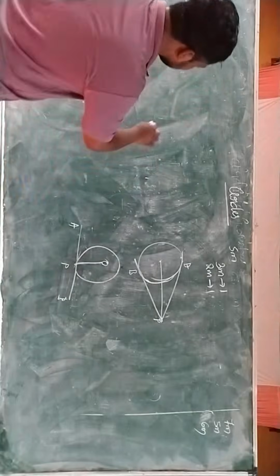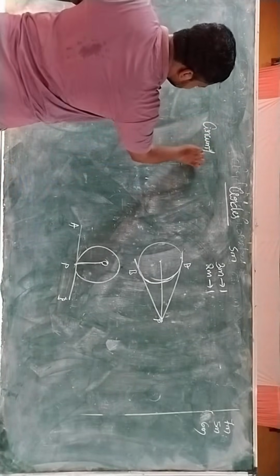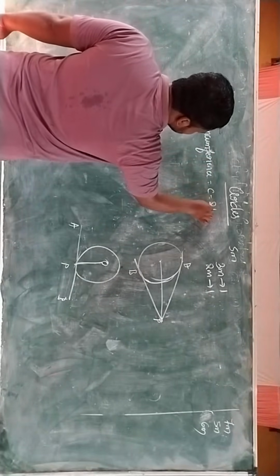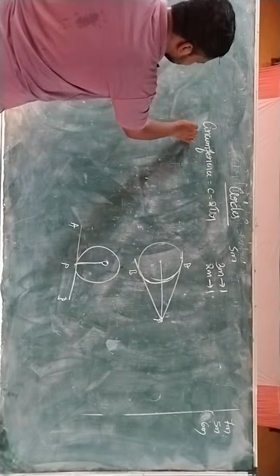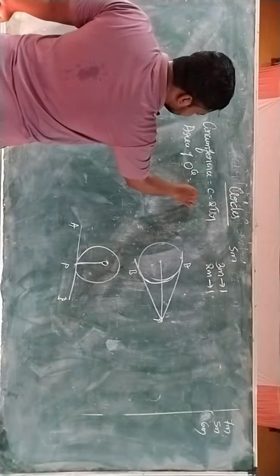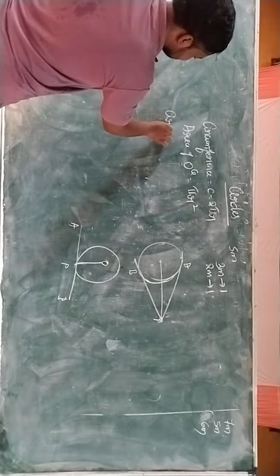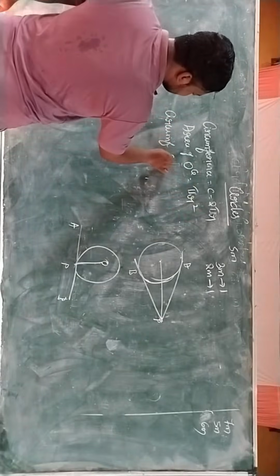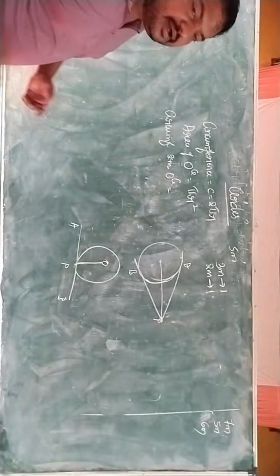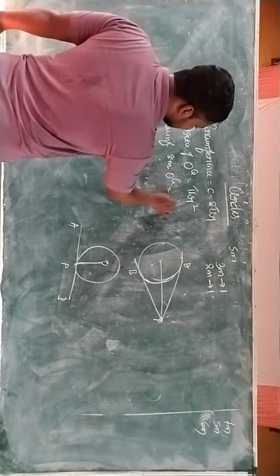For example, circumference of circle. How to calculate circumference of circle? C is equal to 2 pi r. Area of circle. Area of circle is equal to pi r square. Circumference of semicircle. How to calculate circumference of semicircle? Pi r plus d.